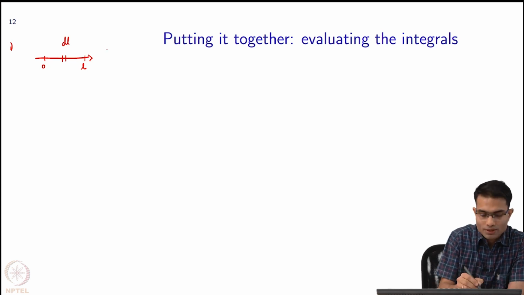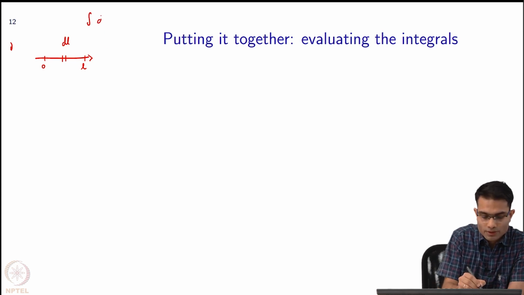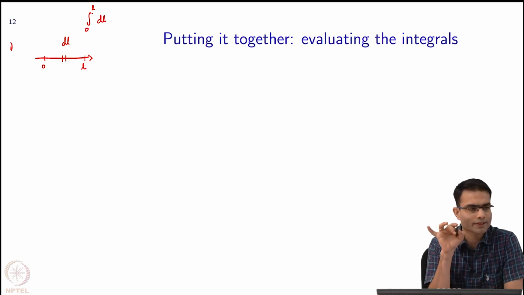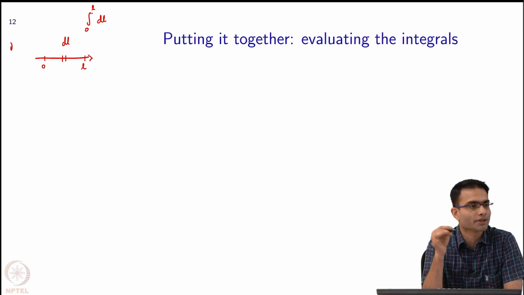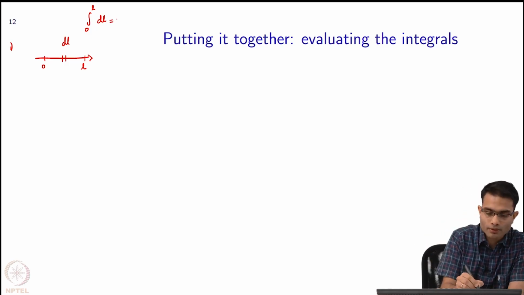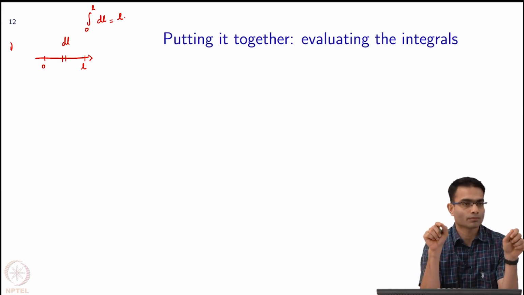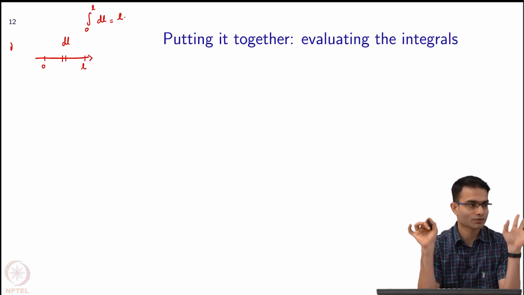What is the physical interpretation of this? If I just have the integral from 0 to L of dl, what is the physical interpretation? What is the answer first of all? L, right. What am I doing? I have measured, so to speak, the length of the string between 0 and L. Even a class 11 student will say the answer is L.